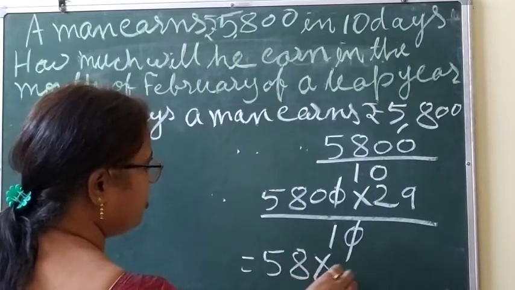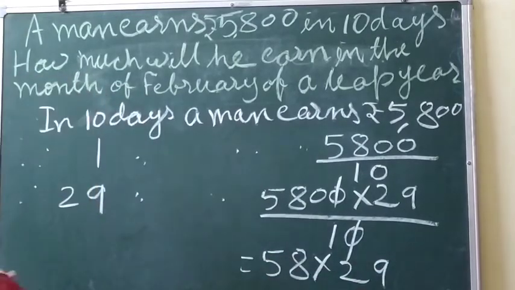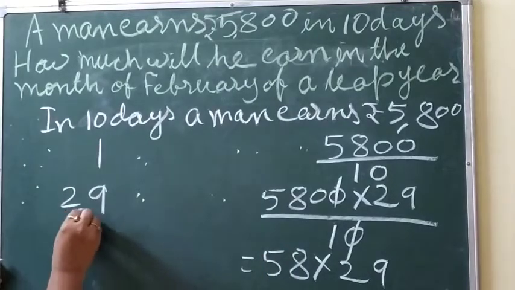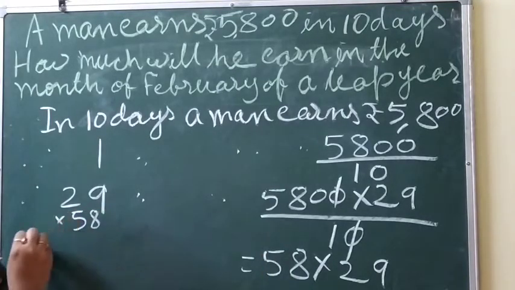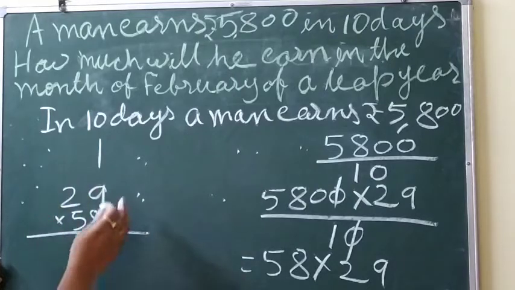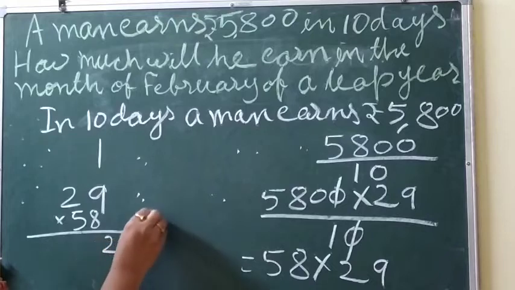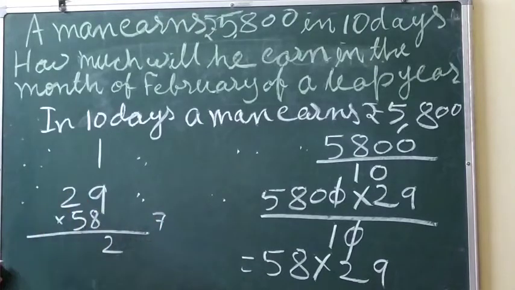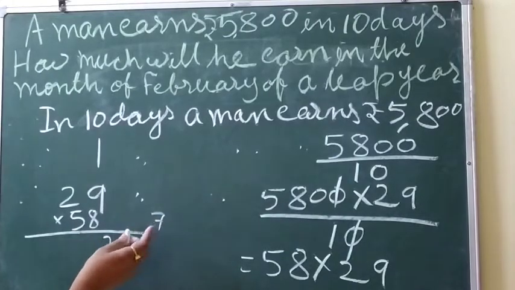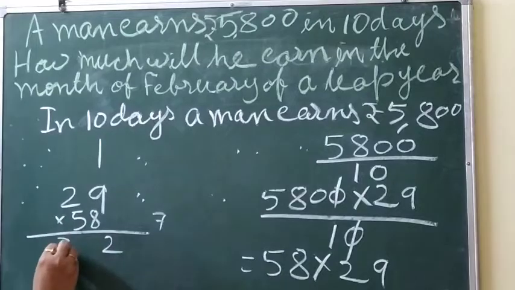58 into 29. Clear? So now let's do the multiplication. 58 into 29. So write here 58. Clear? I don't have enough space, so I am doing the multiplication here only. So 8 9s are 72, 2, then 7. 8 2s are 16. 16 and 7. So 16 and 7 will be what? 17, 18, 19, 20, 21, 22 and 23.